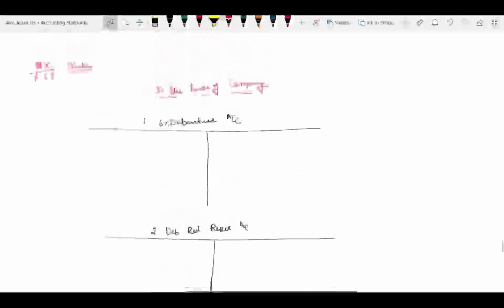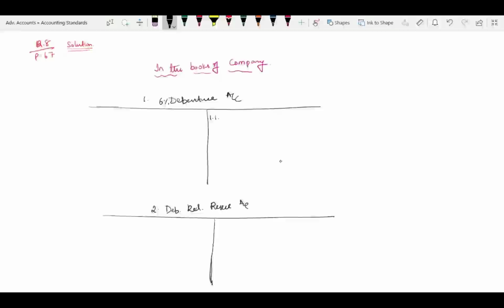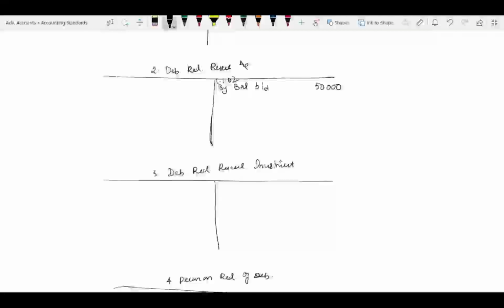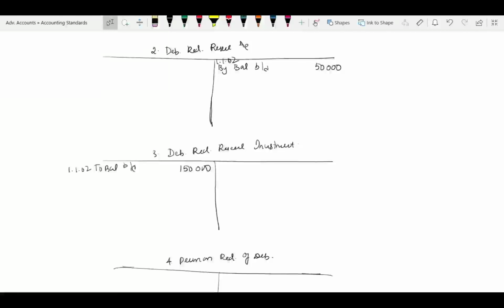Debentures come first. Update the opening balance; this entry is always on 1/1/2002. By balance brought down, which is how much? 10,000 debentures into rupees 100, therefore this is 10 lakh. Now, debenture redemption reserve: by balance brought down, they have given 50,000, again on 1/1/2002. Debenture redemption reserve investment, debit side 1/1/2002, to balance brought down, opening balance 1,50,000 is there. So it is clear. Just ensure the amount is correct.